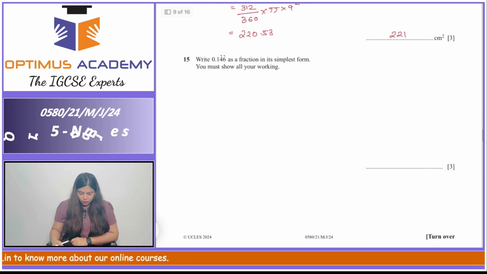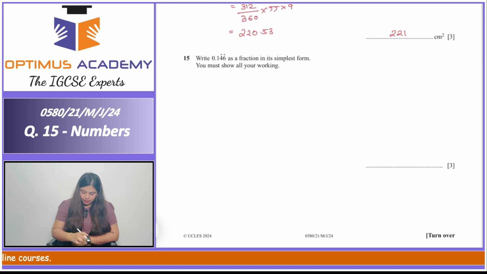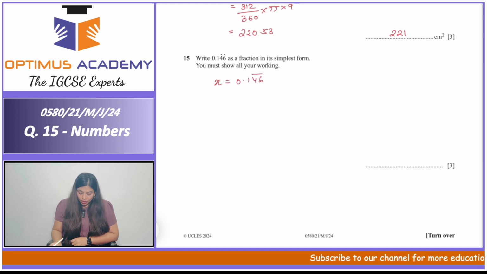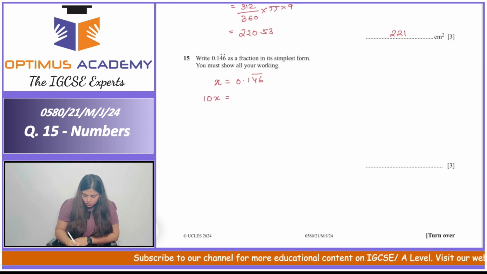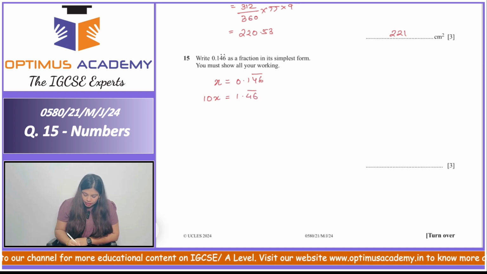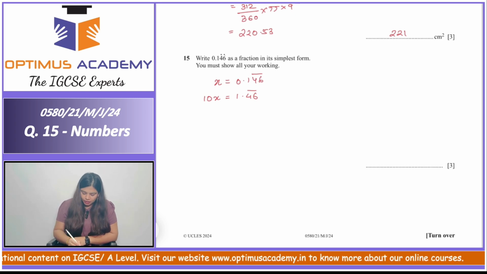Question 15 tells us to convert a recurring decimal to fraction. Now in this, we're first going to take the original value x is equal to 0.146 with a bar. Note that here 4 and 6 are recurring. Then we're going to multiply both sides with 10 to get 10x equals 1.46. We're going to again multiply by 10 until we get both 4 and 6 on the left side of the decimal.